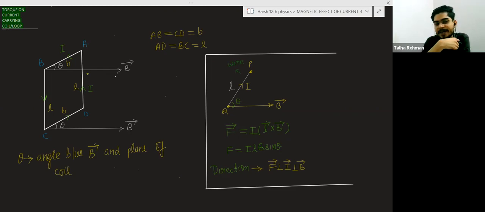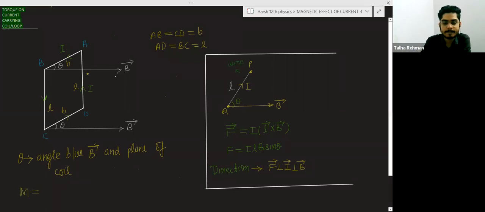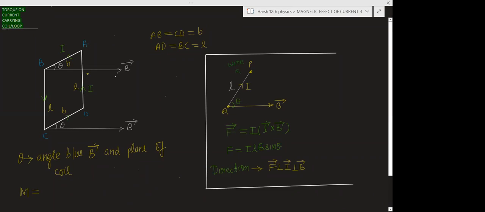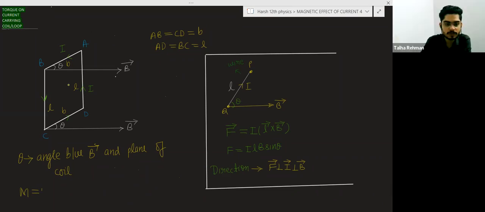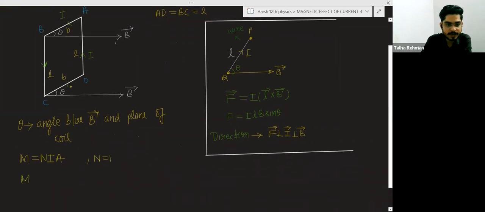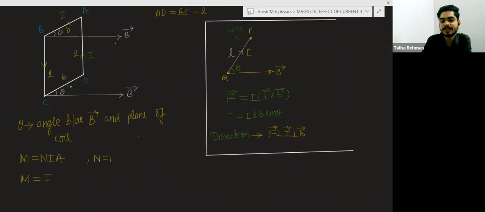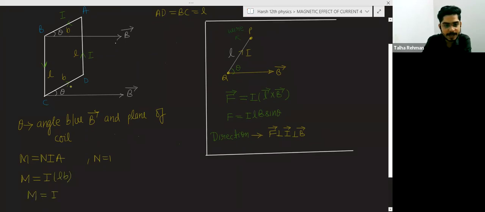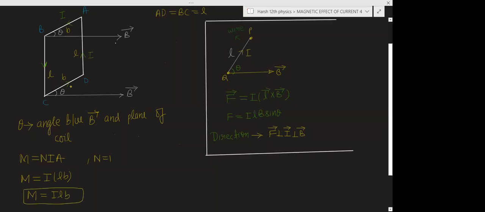So what will be the magnetic moment of this coil ABCD? Number of turns in the coil? Here is only one turn. So the formula of magnetic moment is given by NIA. If you put N equal to 1, then the magnetic moment is given by I, the current in the coil, times the area of the coil. Area of the rectangle is length into breadth. So magnetic moment is ILB. This is your magnetic moment.